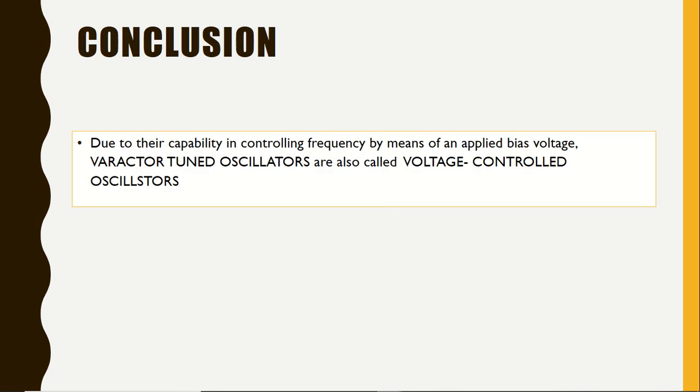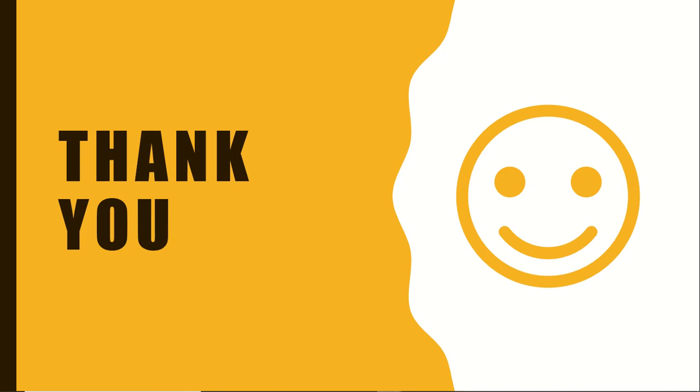So thus to conclude, the flow is like this. I vary the reverse bias voltage. Due to this, the capacitance of the varactor diode changes. Due to variation in capacitance, the oscillation frequency in my RF or microwave range changes. So since varactors are used for tuning the frequencies, the varactor tuned oscillators are hence called voltage controlled oscillators. Thank you.